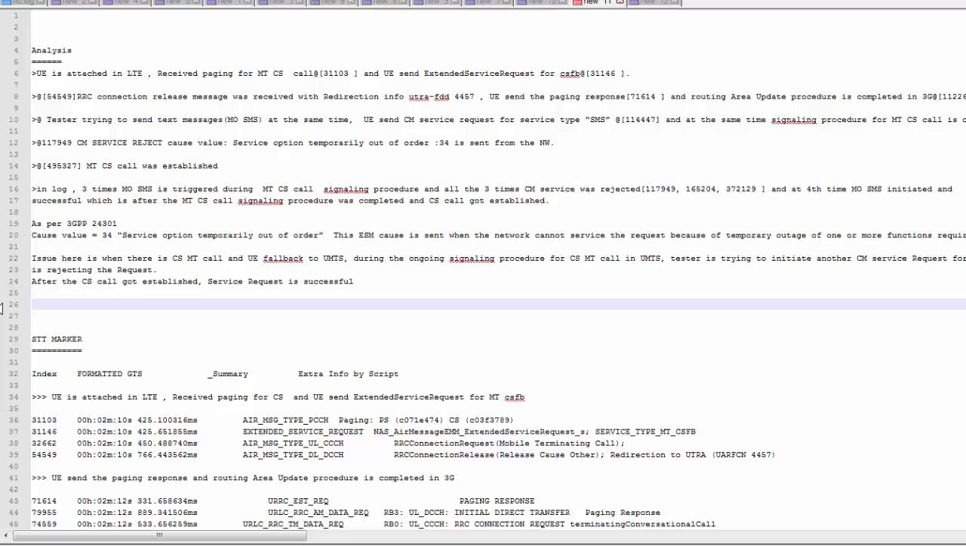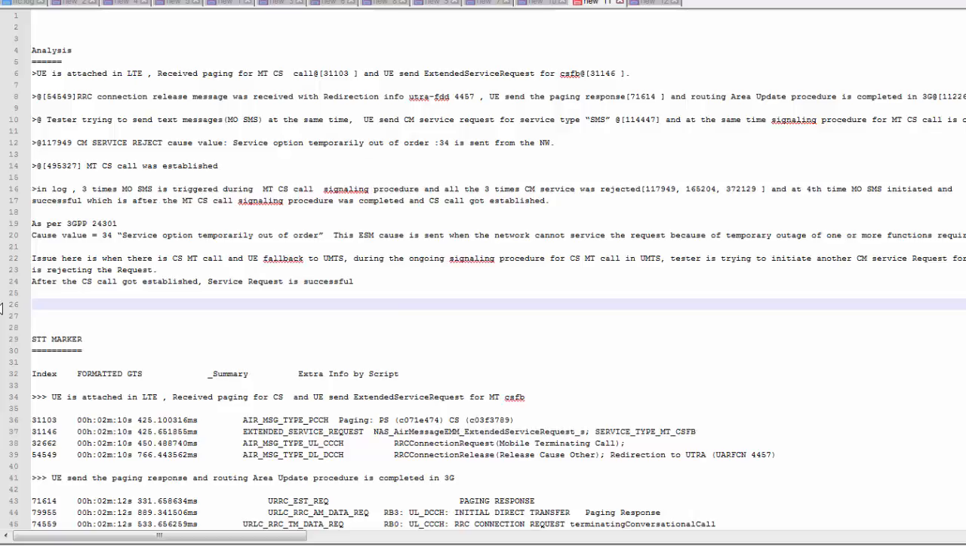So this is a network collision. When the MT call is successful and after that he sends SMS, it is successful, because CM services and all the functionality related to this were free at that time, and there was no outage. But when the MT call and MO SMS are done in parallel, the MOSMS fails, because the CM service request is already busy with another service's signaling procedure. So because of that, I reach the conclusion.